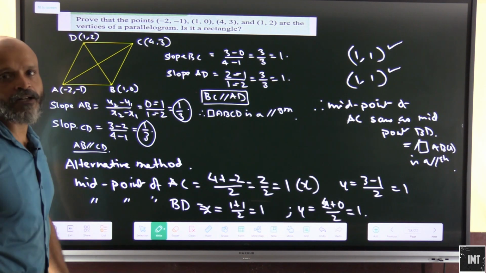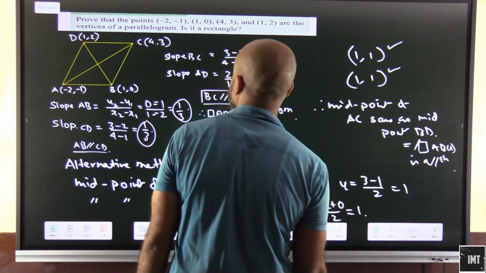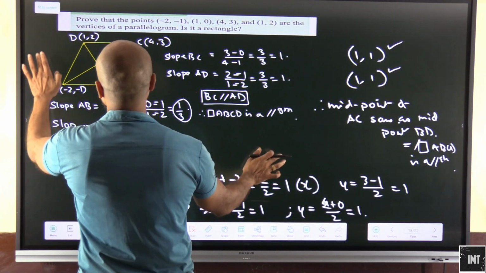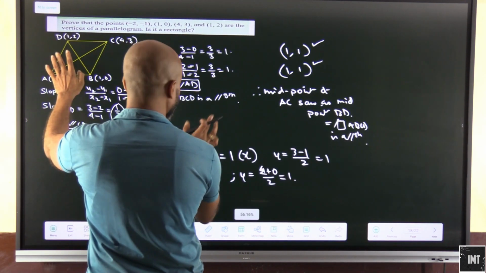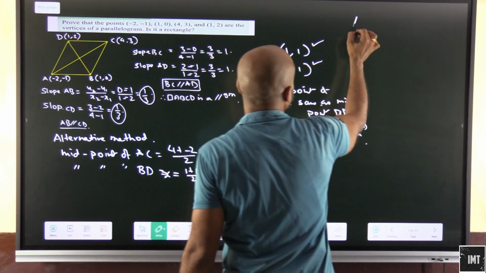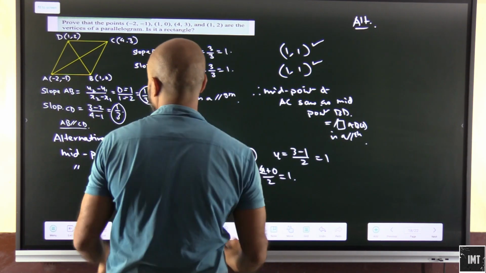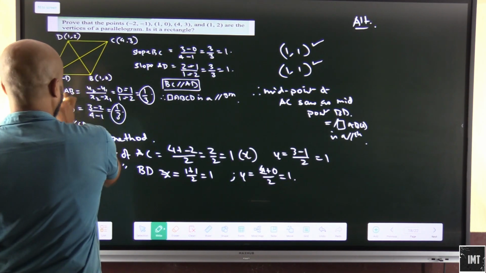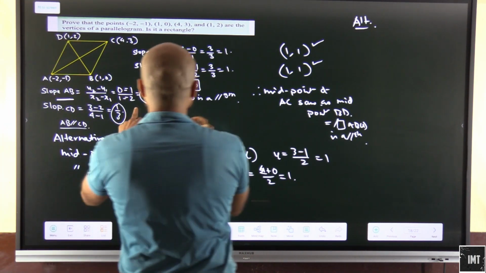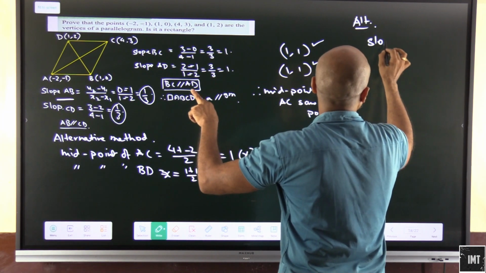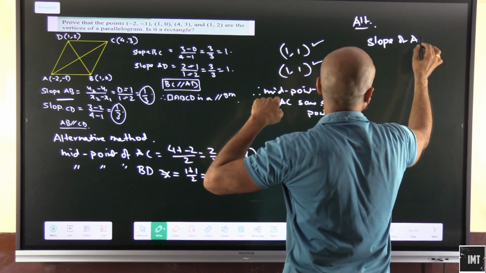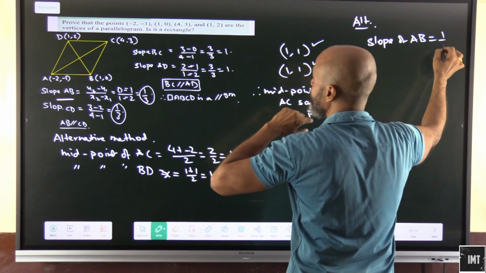What about the next part of the question? It is asking you whether it is a rectangle. Now whether it is a rectangle, how do we prove this? One way of proving is alternative method. So what is it? Slope of AB, we have already calculated. What is slope of AB? Slope of AB is 1 by 3. Slope of AB is equal to 1 by 3.